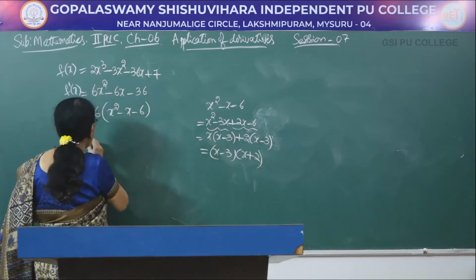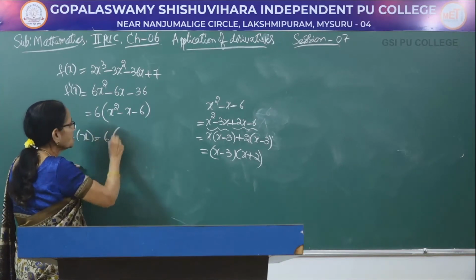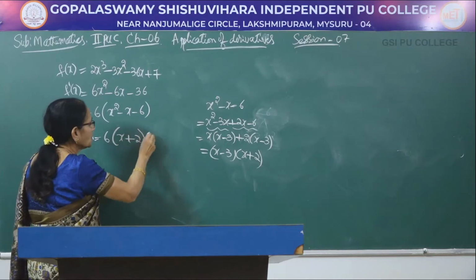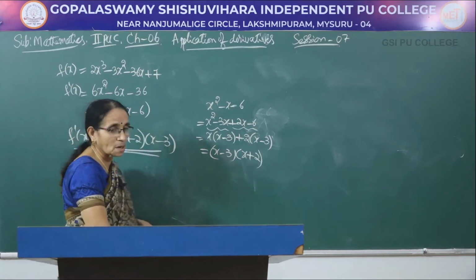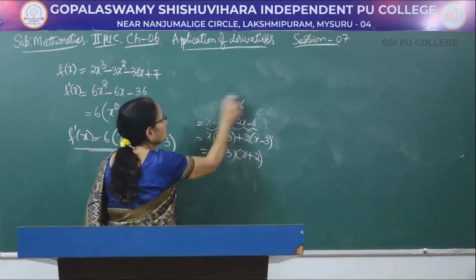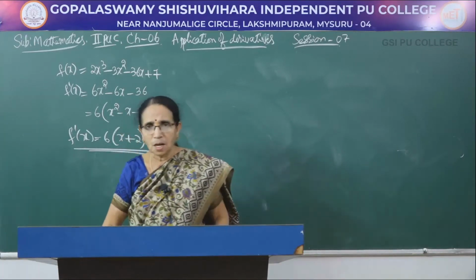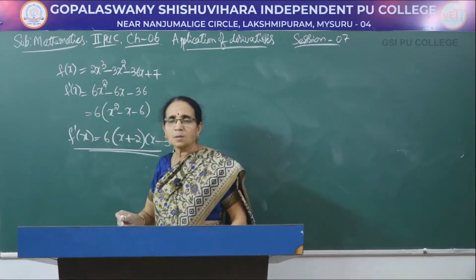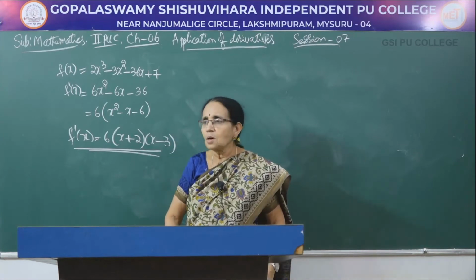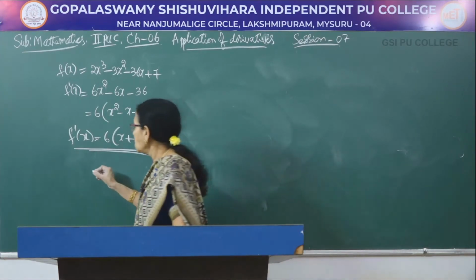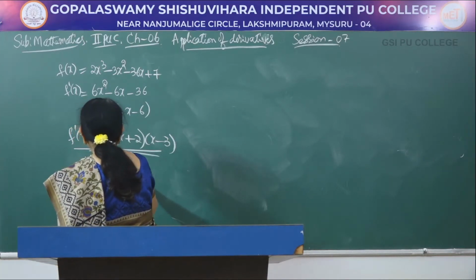So I can write here f dash x is equal to 6 into x plus 2 into x minus 3. Remember, this step is important because to find out whether the first derivative is greater than 0 or less than 0, we use this particular statement. Now, to know the intervals, what we had done in the earlier problems, we had equated the first derivative to 0, isn't it? So, let f dash x be equal to 0.